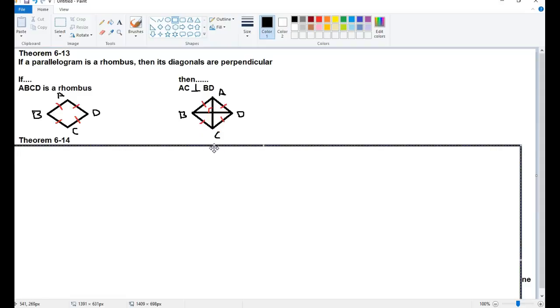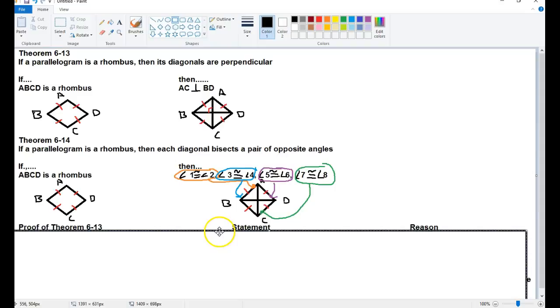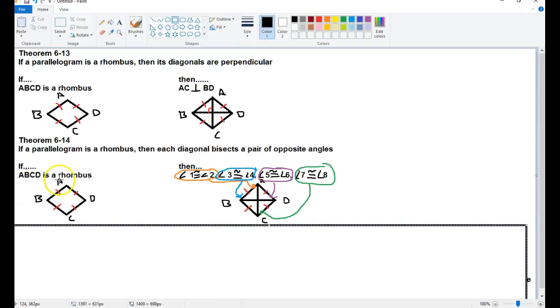Theorem 614: if a parallelogram is a rhombus, then each diagonal bisects a pair of opposite angles. So here's a rhombus, A, B, C, D, and I didn't have enough room to draw all of these different angles in here. So angle 1 would be here, and angle 2 would be here, and they would be congruent. Angle 3 would be here, and angle 4 would be there, and they would be congruent. Angle 5 and 6 would be here, and they would be congruent, and 7 and 8 would be here, and they would be congruent. 7 would be on this side, 8 would be on this side, etc.